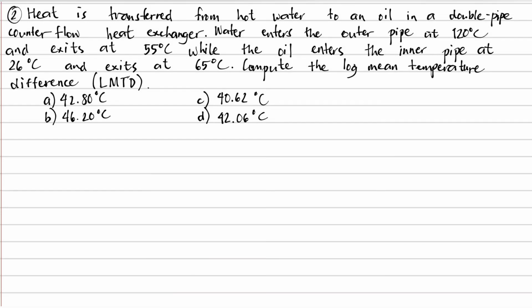So, for our problem number 2, heat is transferred from hot water to an oil in a double pipe counterflow heat exchanger. Water enters the outer pipe at 120 degrees Celsius and exits at 55 degrees Celsius, while the oil enters the inner pipe at 26 degrees Celsius and exits at 65 degrees Celsius. Compute the log mean temperature difference or LMTD.